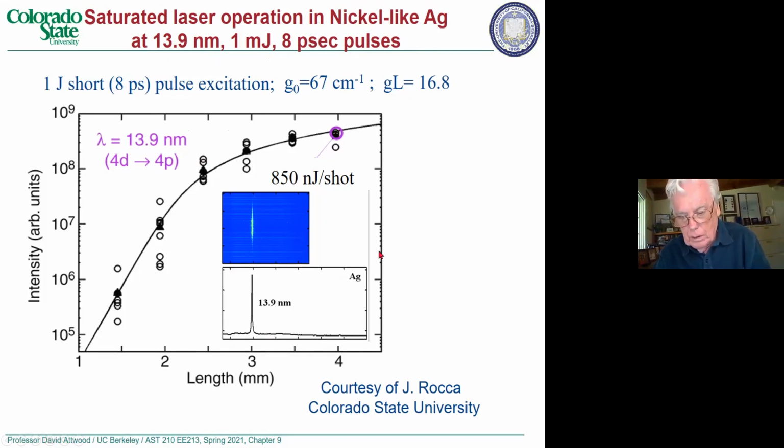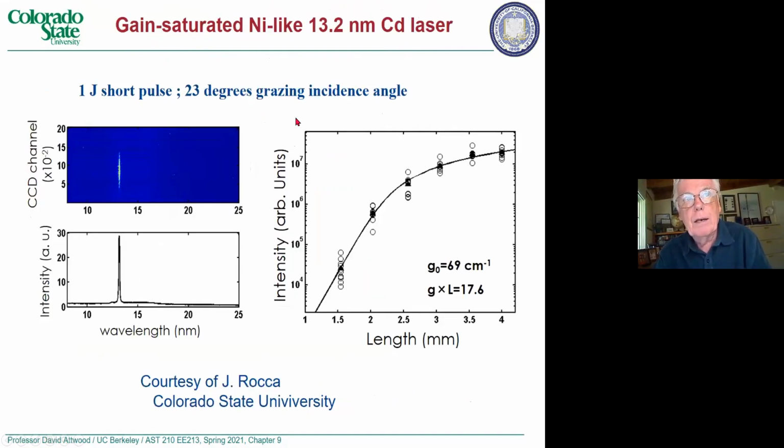And so that's at 13.9, and then there's cadmium, and that was in silver, by the way, and the cadmium is just on the other side of 13.5 nanometers at 13.2. I don't see it said here, but that's what it is. And it also got into saturation. And this is a university laser lab. I would say it's a little bit larger than the high harmonic laser labs on our campus, but not gigantically larger, maybe twice as big.